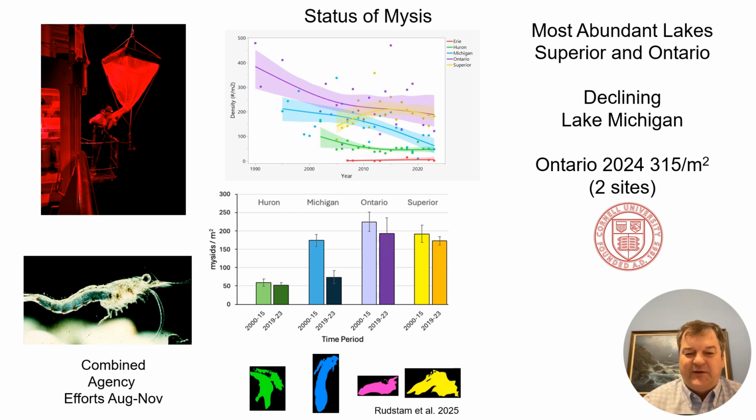very strong mysid population. In contrast, Lake Michigan has experienced recent declines in mysid population. That's the blue line and the blue bars. And now the levels of mysids in Lake Michigan are comparable to the low levels of relatively shallow Lake Huron. We do have recent values of mysids from last summer from one program where we got very high values, 315 per meter squared, so in line with this continued sustained population.